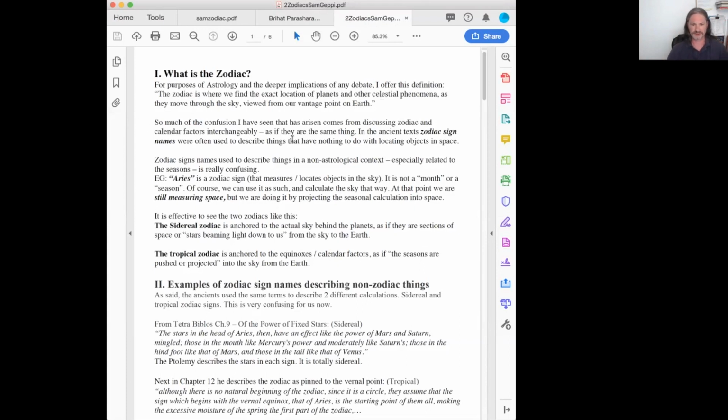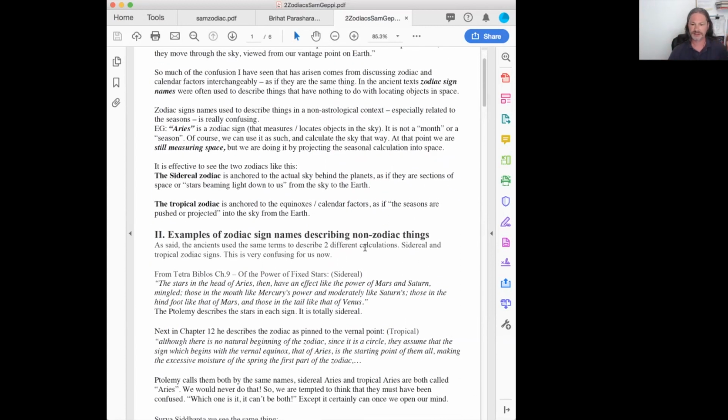So much of the confusion I've seen has arisen from discussing zodiac and calendar factors interchangeably as if they're the same thing. In the ancient texts, zodiac sign names were often used to describe things that have nothing to do with locating objects in space. And you see there's very distinct language being used. Zodiac sign names used to describe things in a non-astrological context, especially related to the seasons, is really confusing. For example, Aries is a zodiac sign that measures and locates an object in the sky.